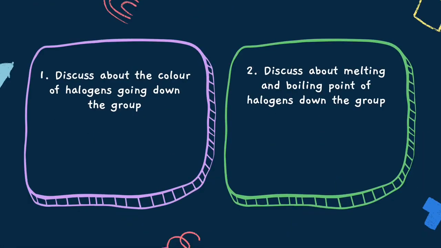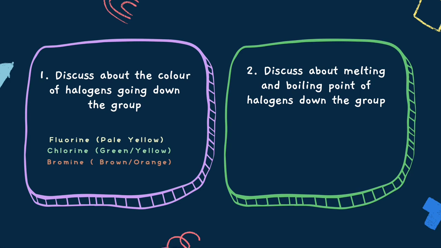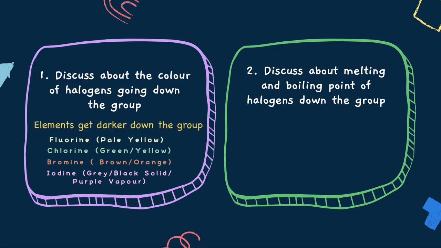So what are the colors of halogens as they go down the group? For fluorine, it will form a pale yellow color. For chlorine, green yellow. Bromine, brown orange. And for iodine, gray black solid or purple vapor. They get darker down the group because their atomic radius increases, so the energy levels become closer and low energy light is absorbed, making the colors darker.